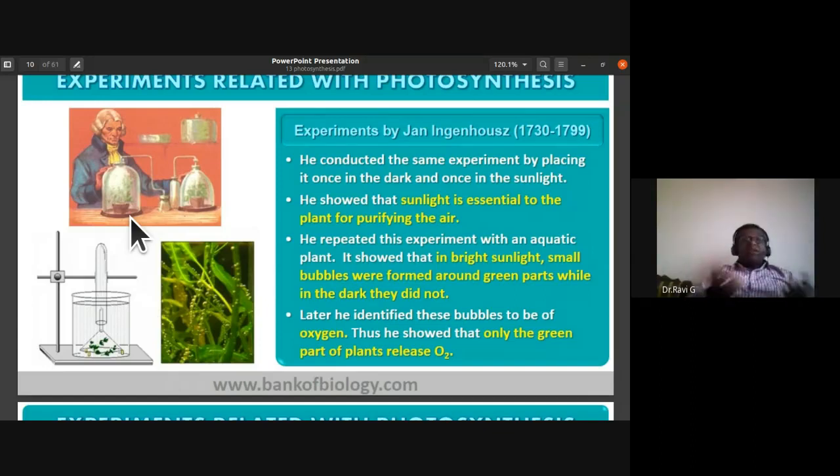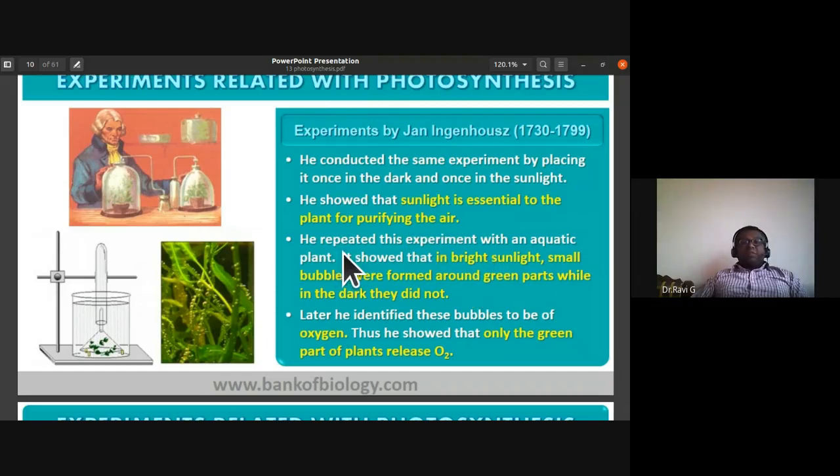Sunlight being required for photosynthesis was shown by Ingenhousz. When sunlight is there, the material essential for purifying the air is liberated by the plants. When sunlight isn't there, the material required for purifying the air is not liberated by the plants. That is what he showed by conducting the same experiment in the dark and in sunlight.